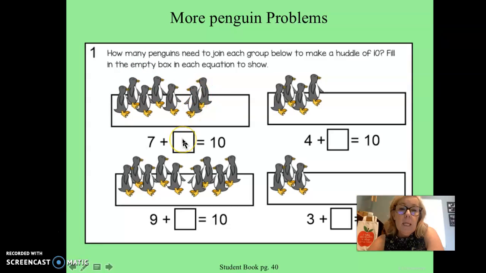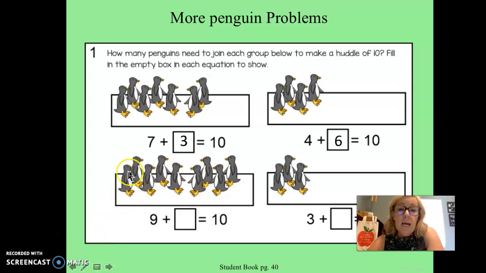7 plus 8, 9, 10. 7 plus 3 equals 10. 1, 2, 3, 4 plus equals 10. 5, 6, 7, 8, 9, 10. 4 plus 6 equals 10.